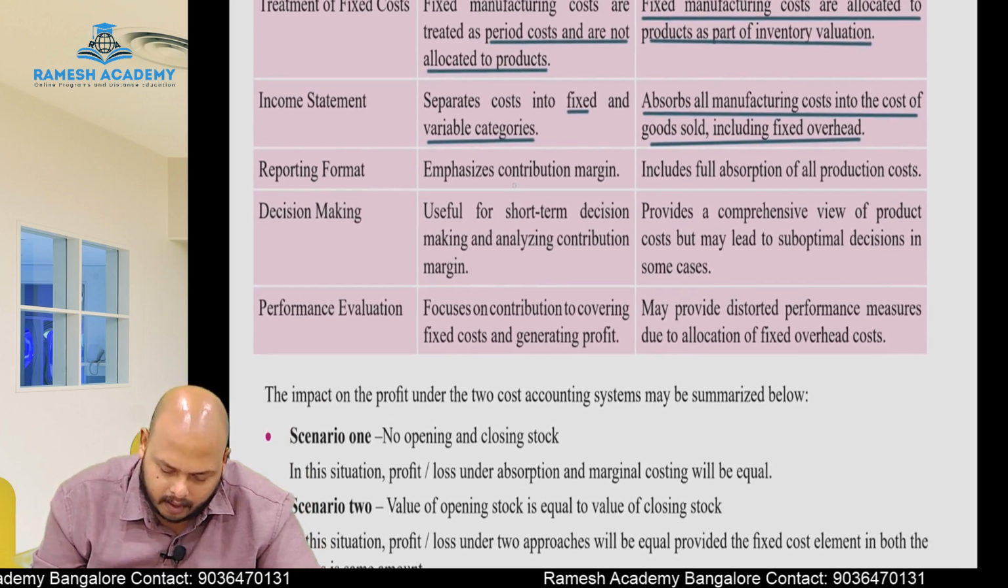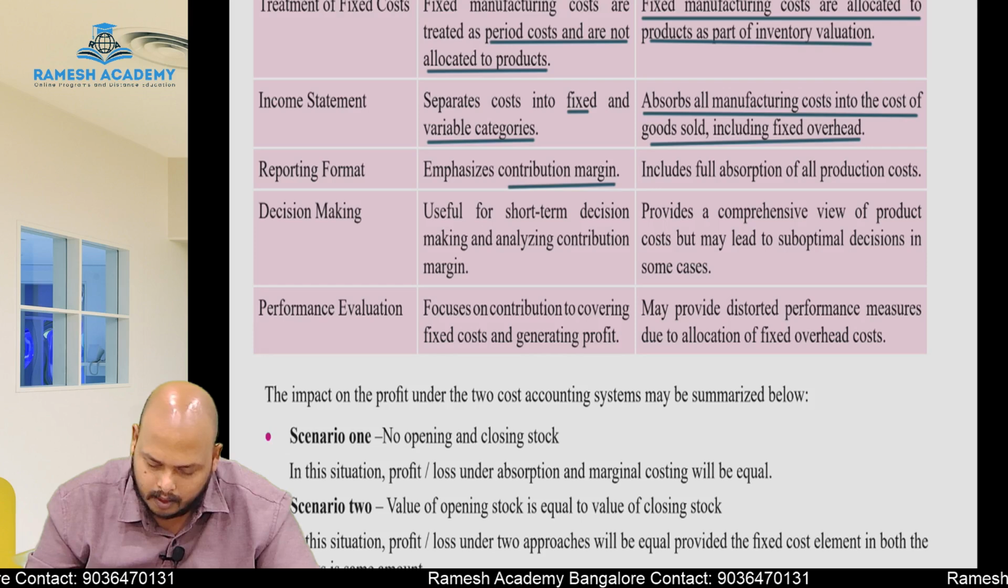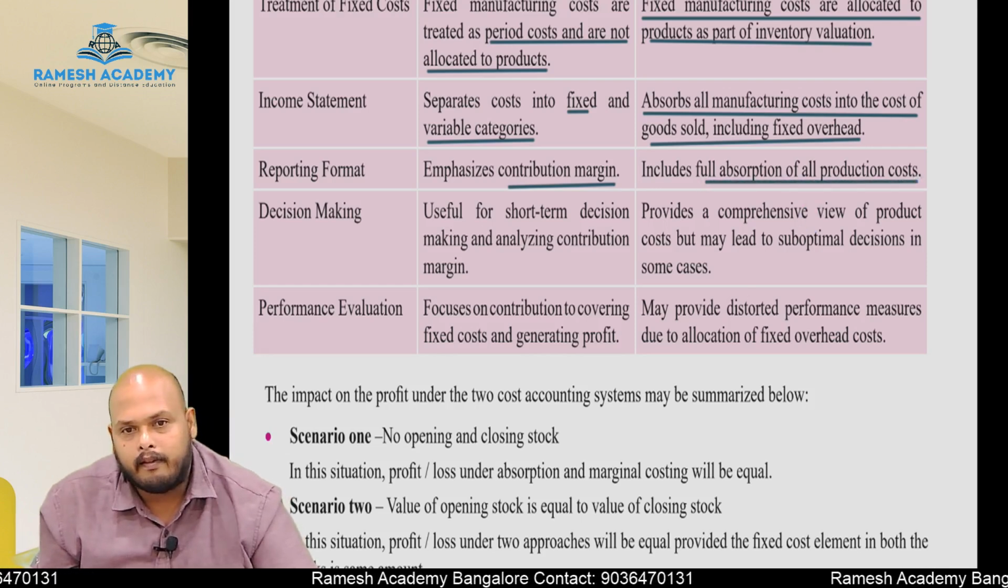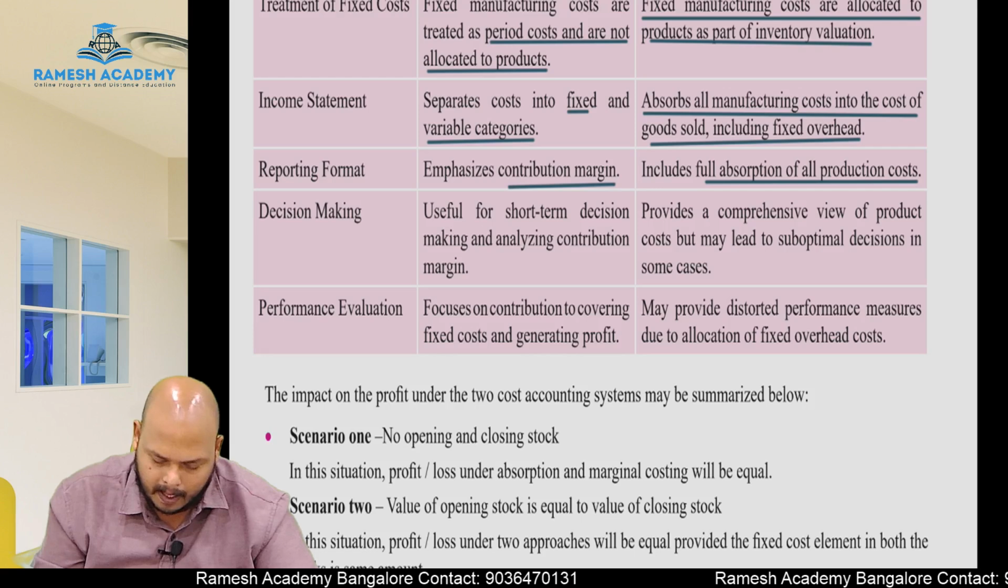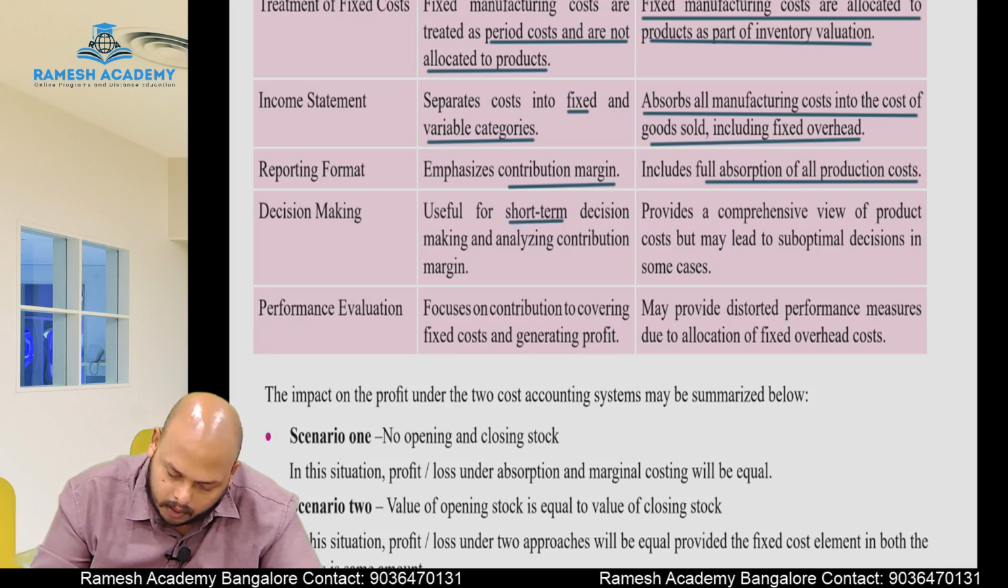Reporting format: here the income statement will use contribution, mainly focusing on contribution margin. Absorption costing includes full absorption of all the production cost. Marginal costing is a short term tool for decision making, whereas absorption costing is a long term tool.